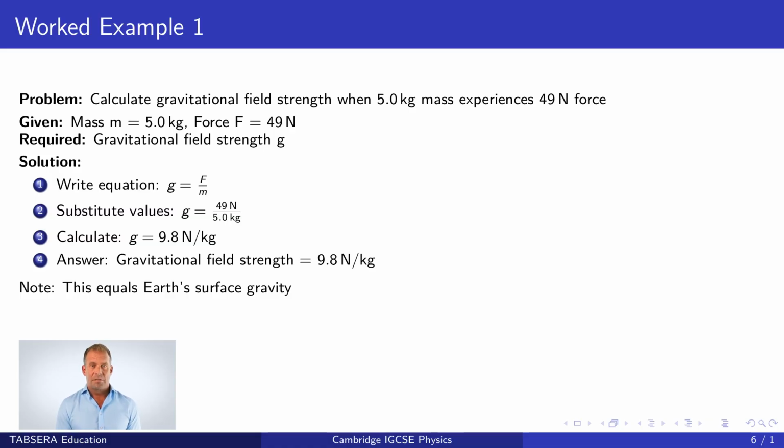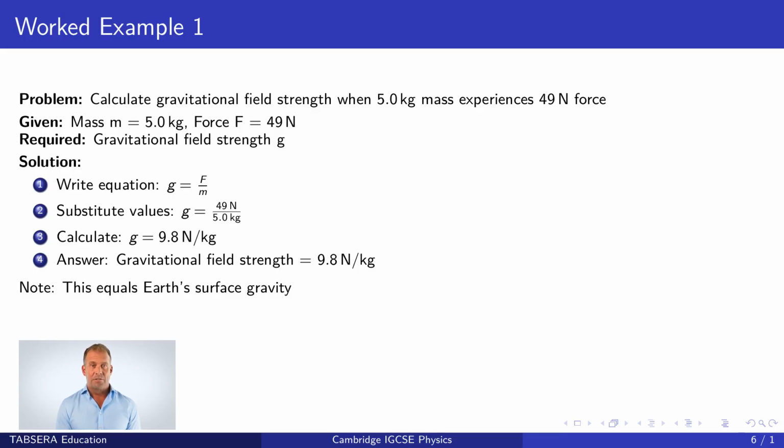Let's work through our first example. The problem states, calculate gravitational field strength when a 5.0 kilogram mass experiences 49 newtons force. We are given mass m equals 5.0 kilograms and force F equals 49 newtons. We need to find gravitational field strength g. Step 1. Write the equation. We use the gravitational field strength formula, which is g equals F divided by m, where g is field strength, F is gravitational force, and m is mass.